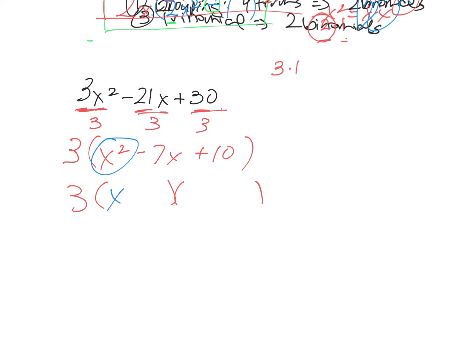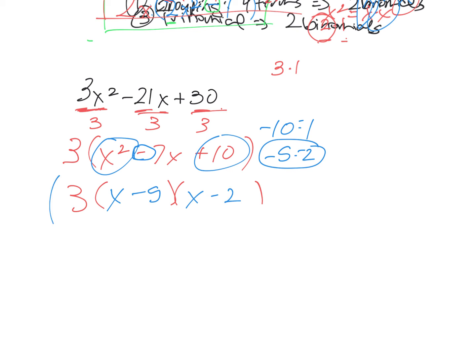Then my trinomial turns into two binomials. How do I get x squared? x times x. Two numbers I multiply together to get 10. I have 10 and 1, and I have 5 and 2. However, I have a middle term that is negative, so both of these are going to have to be negative. And then I want to know two of these numbers that add together to get negative 7. So we have negative 5 and negative 2, and that is my answer.